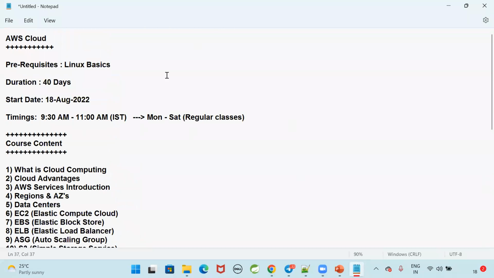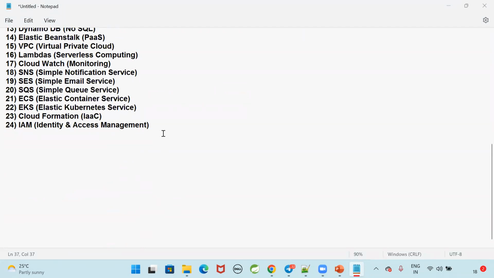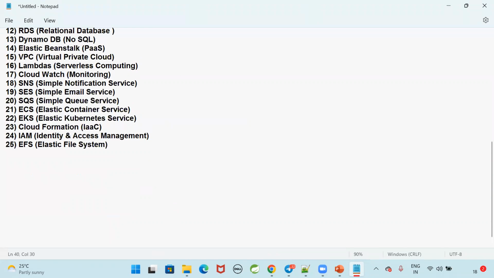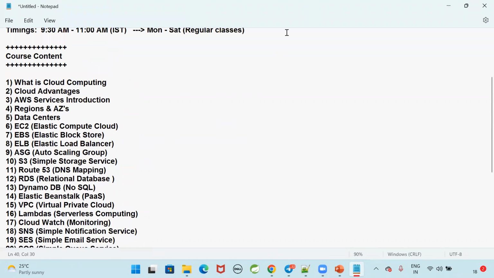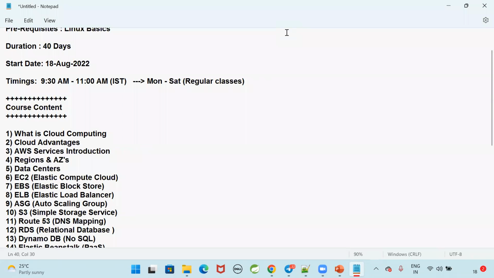Are you clear? So today is the first class for that. And one more thing is EFS, guys, Elastic File System. Another service is available, which is also very important. EFS service, which is Elastic File System. That also will be covered as part of our syllabus.